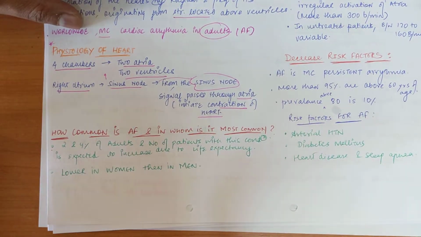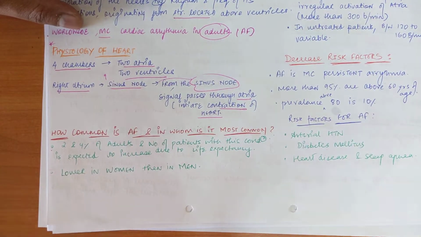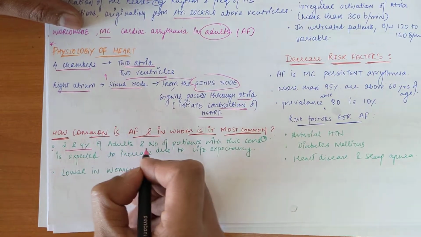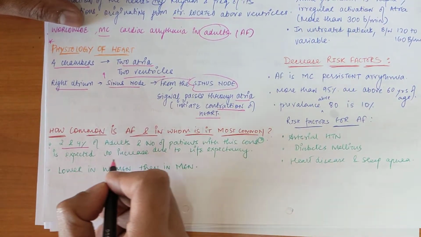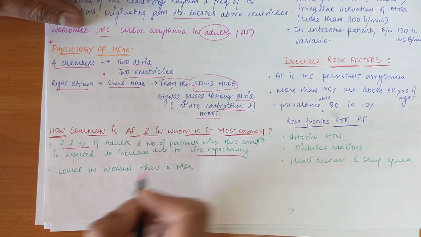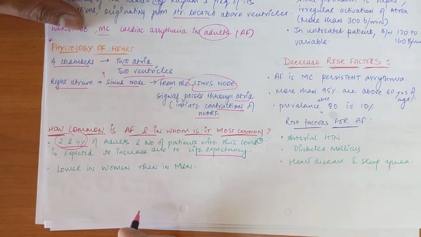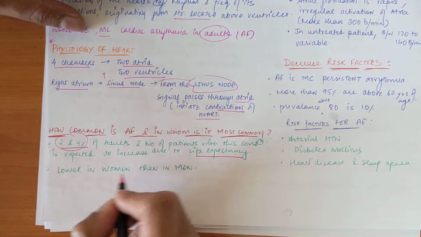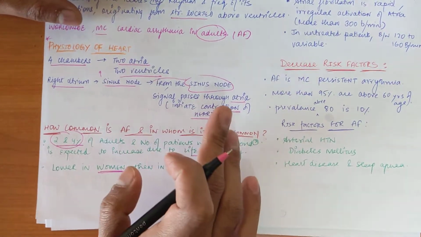Now, how common is atrial fibrillation and in whom is it most common? It occurs in 2 to 4% of adults, and the number of patients with the condition is expected to increase due to rising life expectancy. So 2 to 4% of patients have AF. It is lower in women as compared to men.